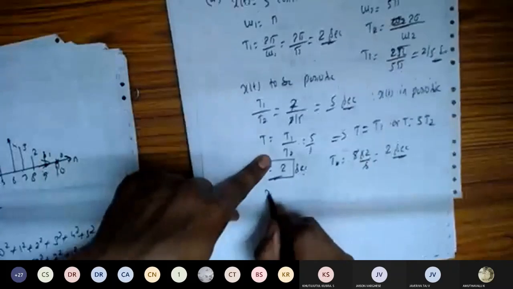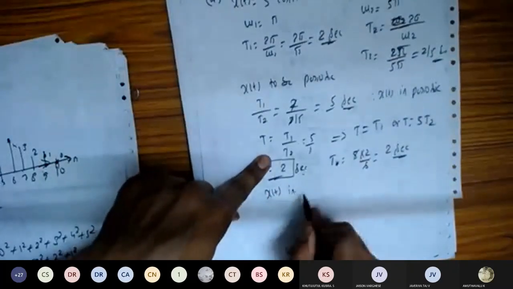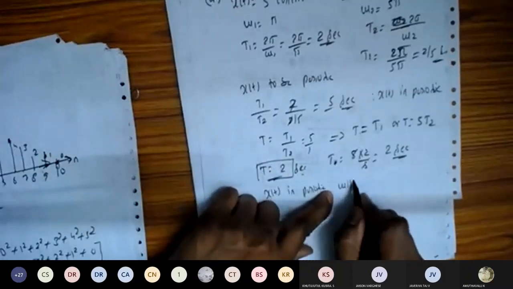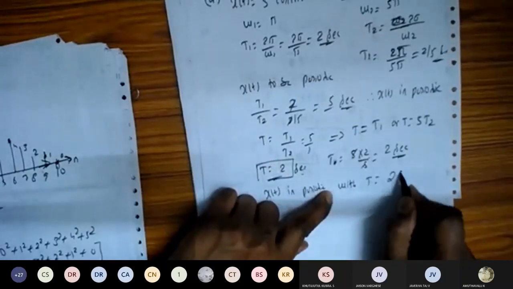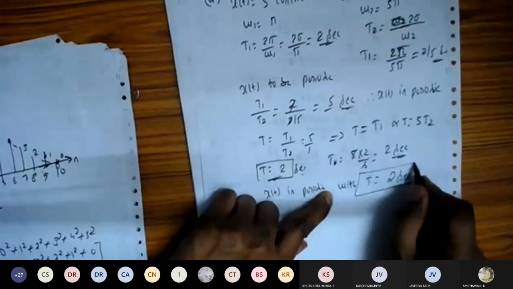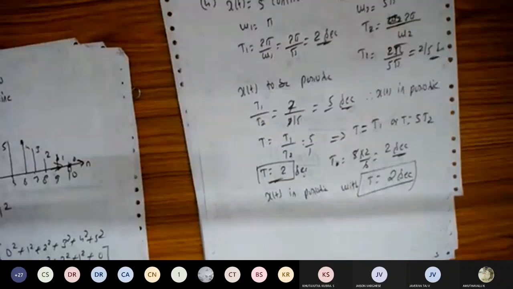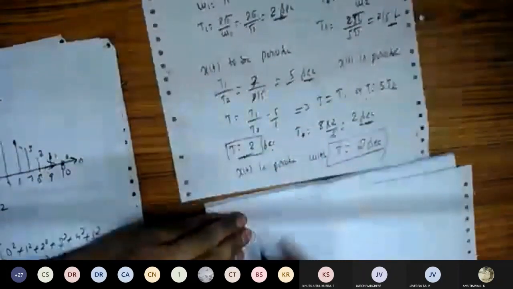So x of t is periodic with fundamental period T equal to 2 seconds. We need to find this first. Later we'll go for finding the power of the signal. Done, right? Now we'll take the average power. We write the formula for the average power of a periodic signal.